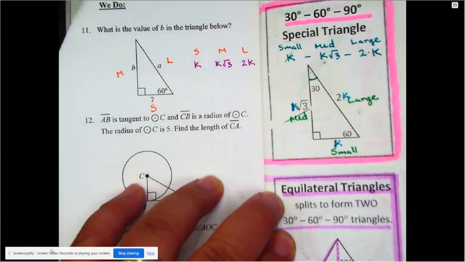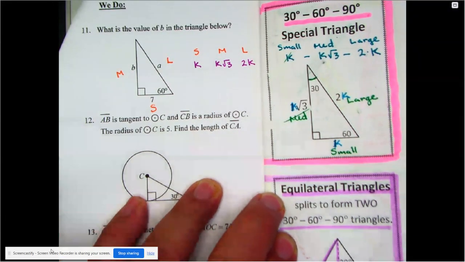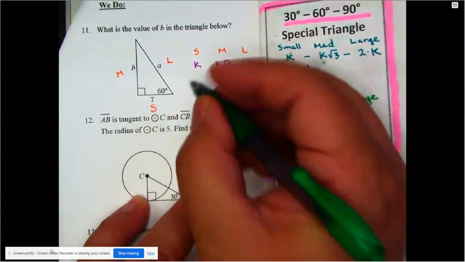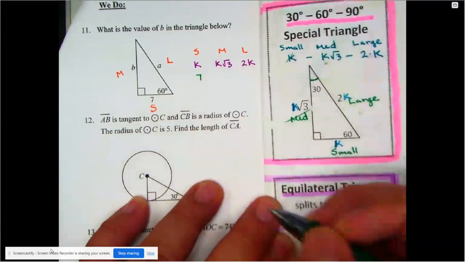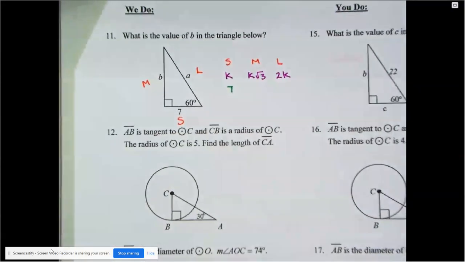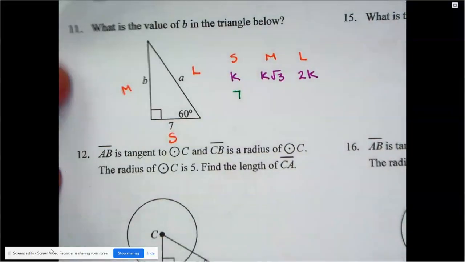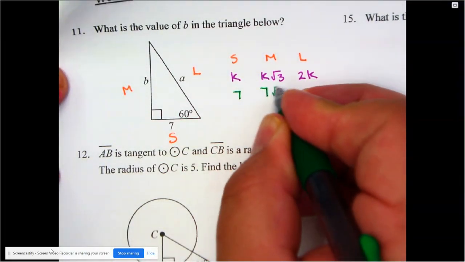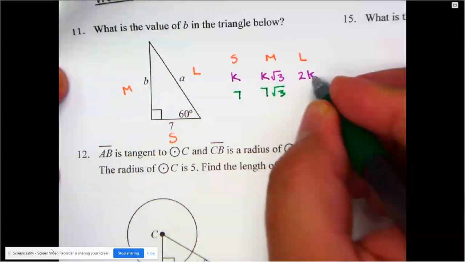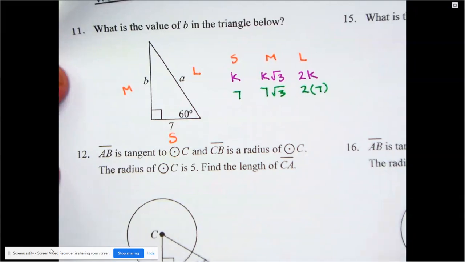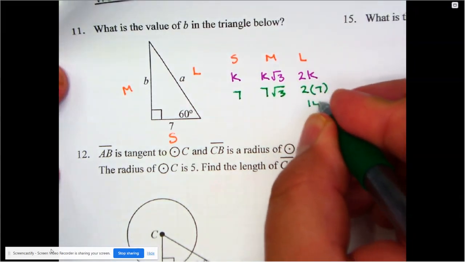Well, we got kind of lucky. If you notice, look at the side they did give us. They gave us the small side. So that means I get to put a 7. And now that I know that that's a 7, I can get rid of this. We don't need it. But now that I know that that's a 7, then that means K is 7. Hey, there's a K, so that's 7 radical 3. There's a K, so that's 2 times 7, not 27, which means the large side is 14.